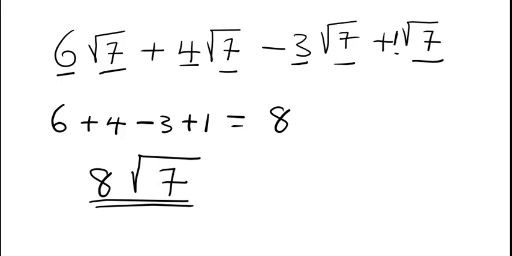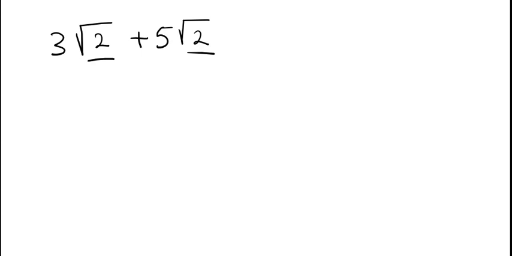Okay, let's take a look at this also. If we have 3 root 2 plus 5 root 2. Here we have similar surds, root 2, root 2. Simply add the numbers that are outside the roots, which is 3 plus 5, which will give you 8 root 2.